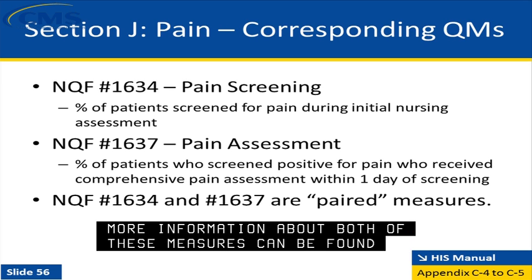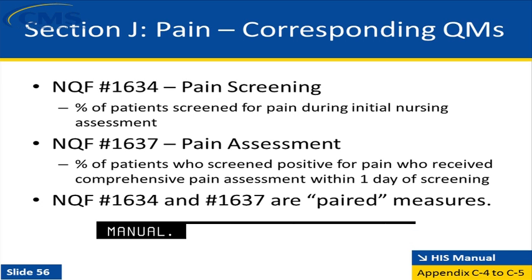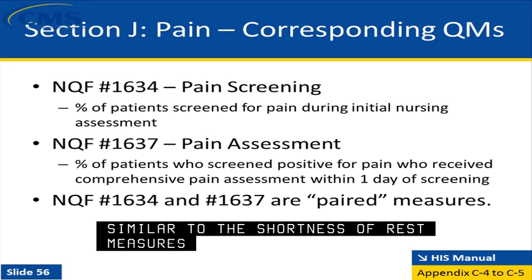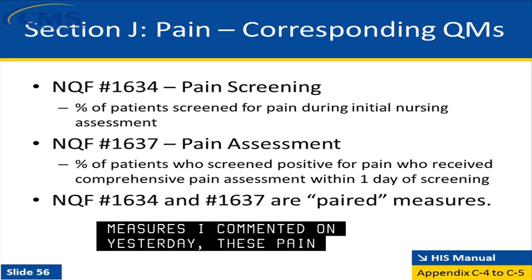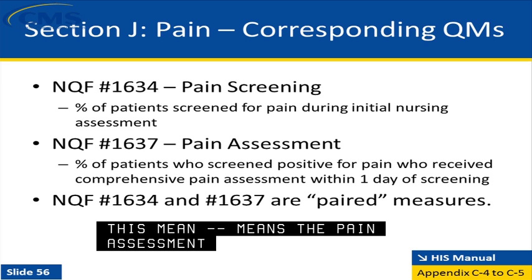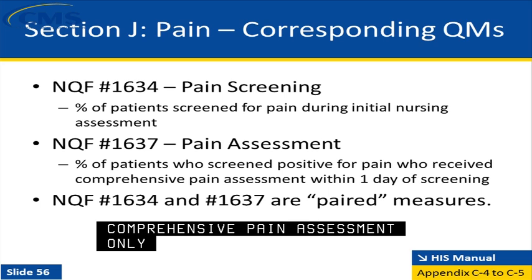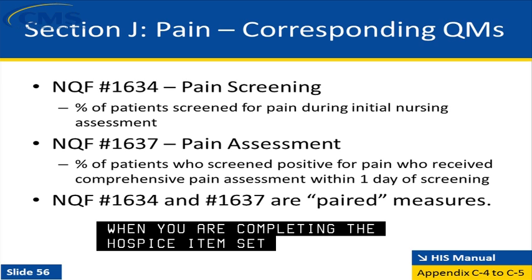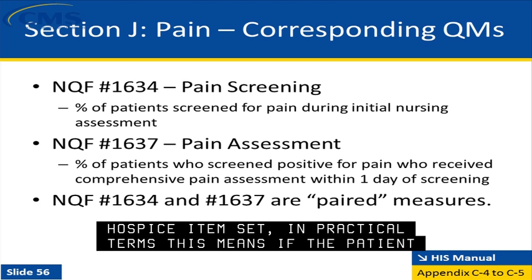Similar to the 2 shortness of breath quality measures that I presented on yesterday, these 2 pain measures, NQF 1634 and 1637, are also paired measures. This means that the pain assessment measure looks at elements included in the comprehensive pain assessment only among patients who screened positive for pain in the previous quality measure. When you're completing the hospice item set, in practical terms, this means that if a patient did not screen positive for pain, you will not complete the comprehensive pain assessment item.